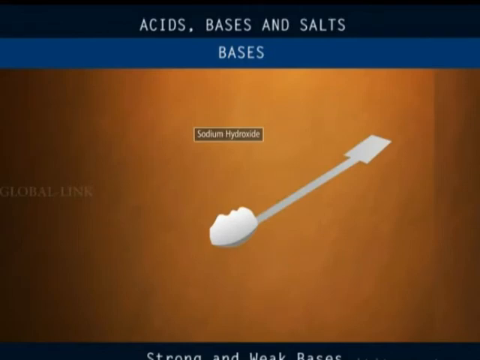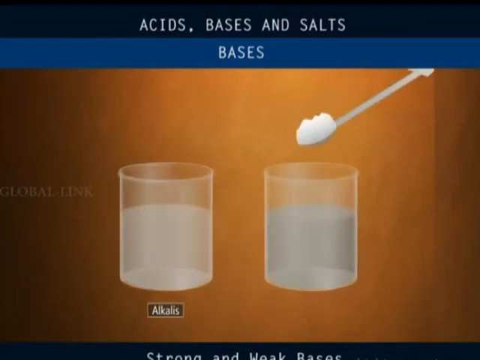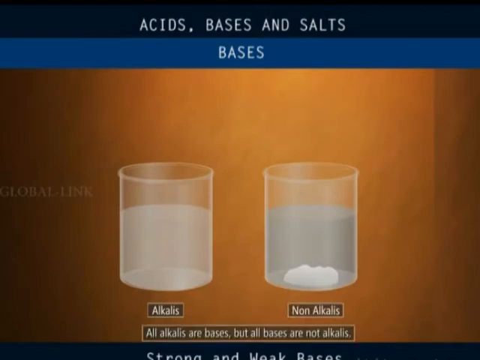Bases such as sodium hydroxide are soluble in water and are called alkalis. Some bases are insoluble in water and are not alkalis. And so all alkalis are bases, but not all bases are alkalis.